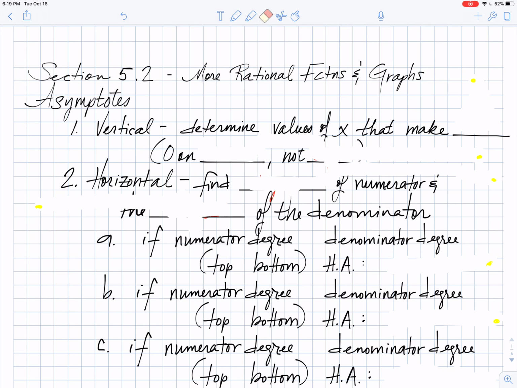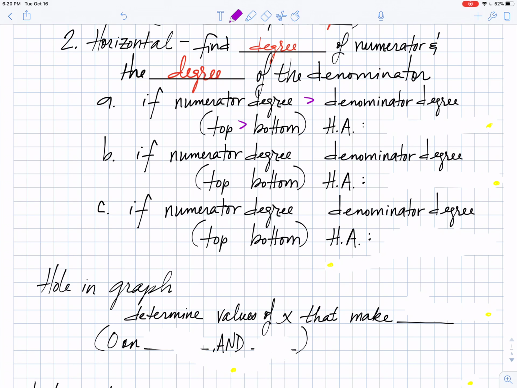For horizontal asymptotes, we need to talk about the degrees. This is the degree of the numerator and the degree of the denominator. So if you take a look at the degree up on top, we want to know, is the degree on top higher, lower, or equal to the degree on bottom? So for the first part here, let's discuss whether or not the degree is greater on top than it is on bottom. If this occurs, then my horizontal asymptote simply does not exist. There is no horizontal asymptote.